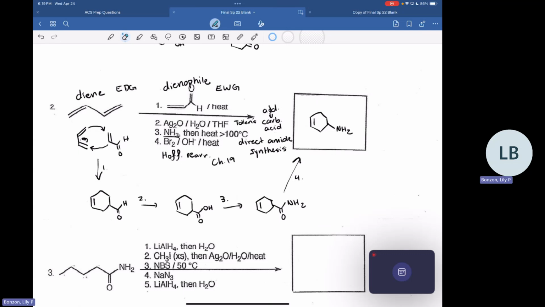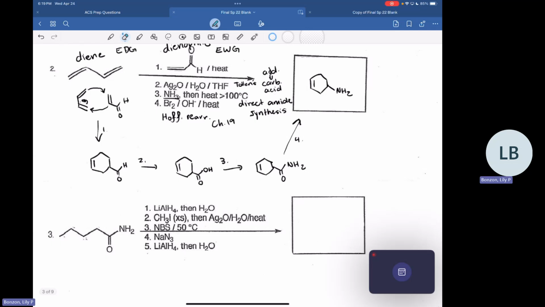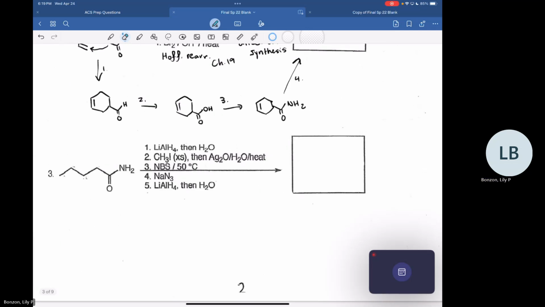Yeah, no. In this case, since there's no donating groups, you can put it anywhere. When there's donating groups, that's when you're going to do the 1, 2, 1, 4 addition thing. All right, we're going to move on to the next set.